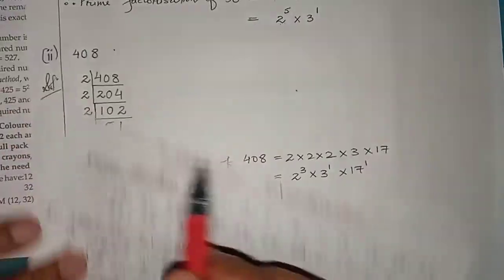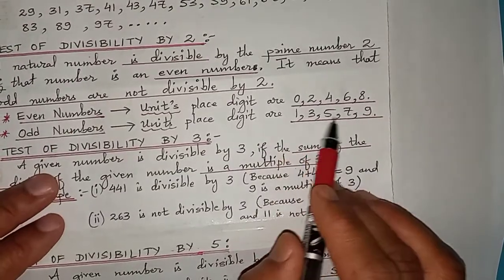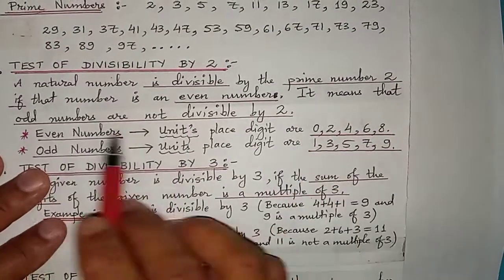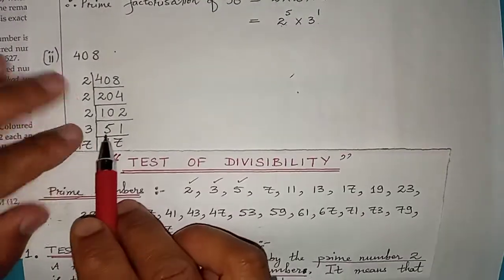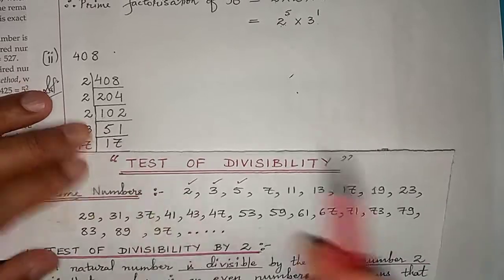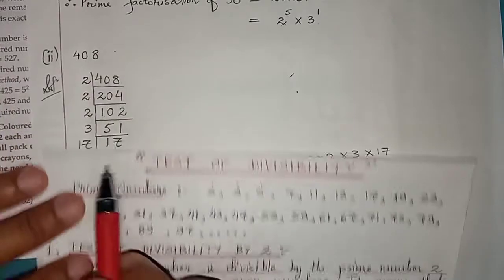51 is what? The unit digit is 1 here. And you know, if any number has unit digit 1, 3, 5, 7, 9, these are odd numbers, and odd numbers are not divisible by 2. So we know from the test of divisibility that because of this 1, 51 is an odd number, and odd numbers are not divisible by 2. That's why the first prime number 2 fails to divide 51.